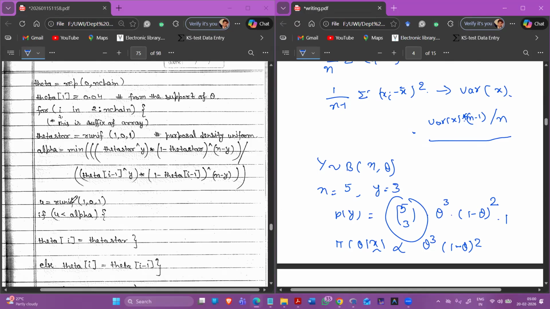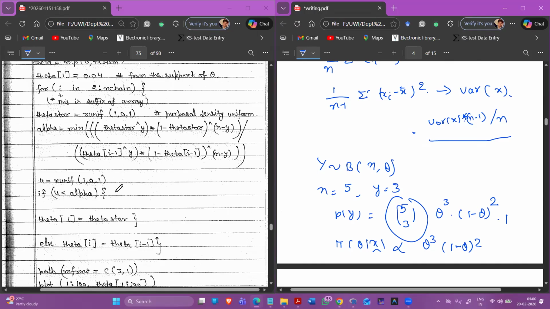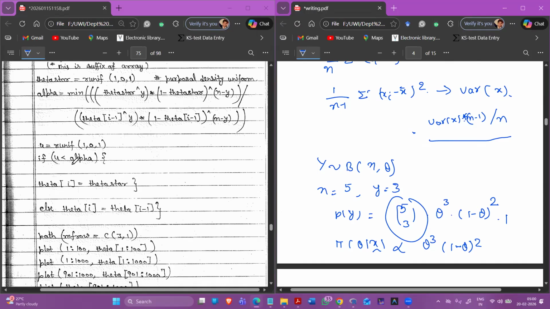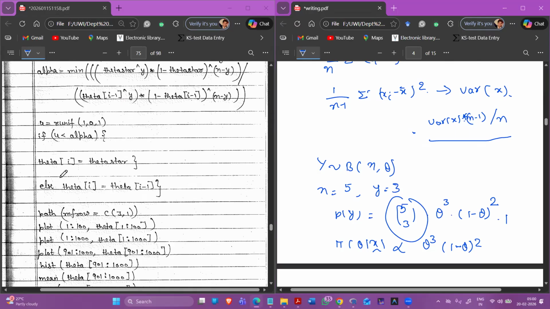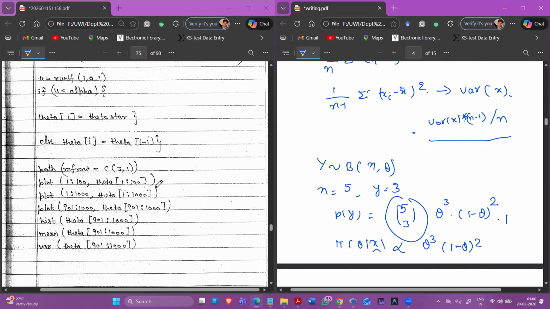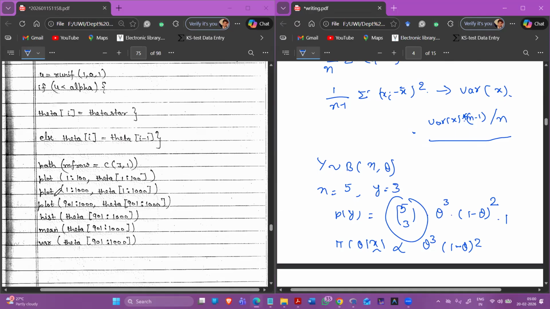After that you will take uniform, again you will generate the R from the uniform because you need to compare whether your U is less than alpha or not. If it is less than alpha, then theta I equals theta star. Otherwise, theta I equals theta I minus 1, meaning it will take the previous value and again start from the beginning. All right. So in that one, you can generate the values.